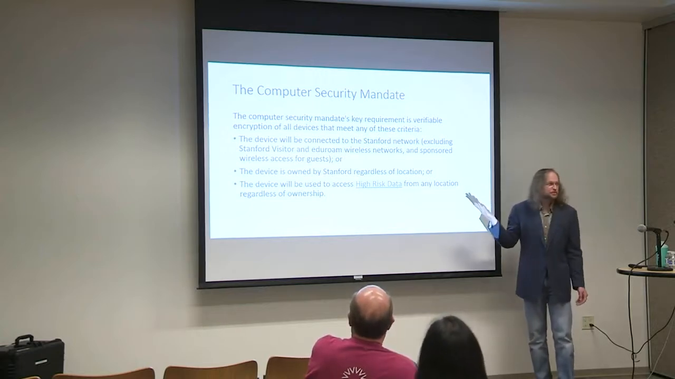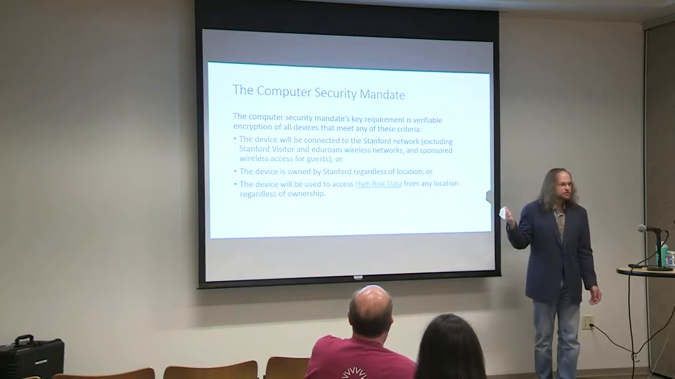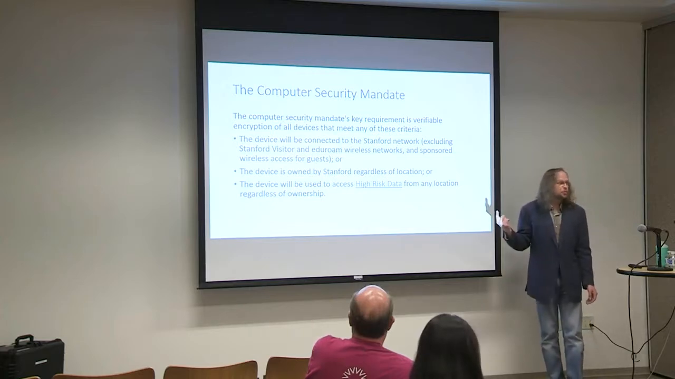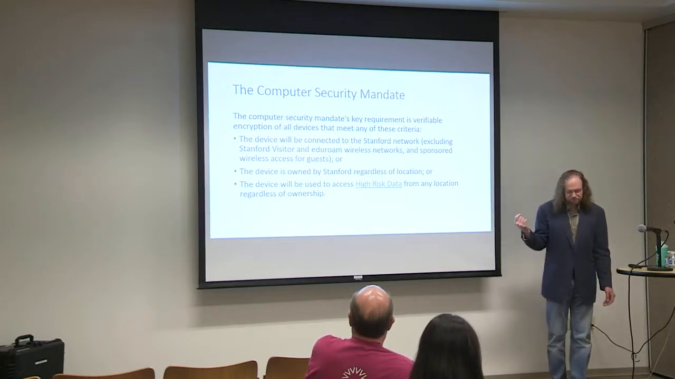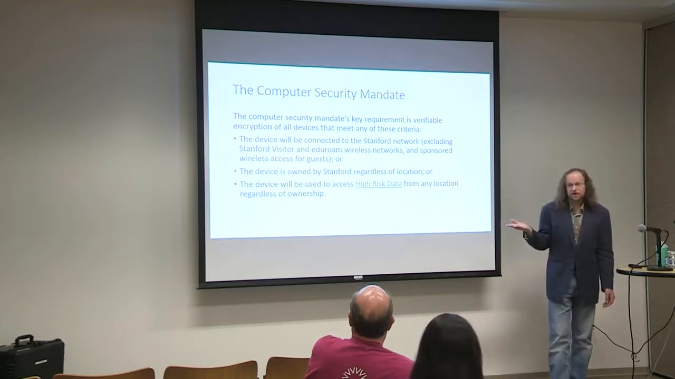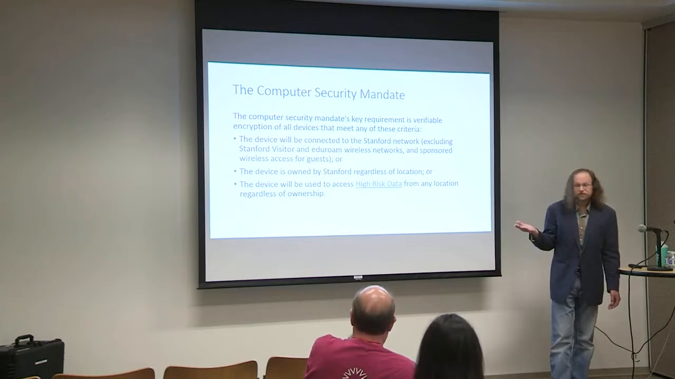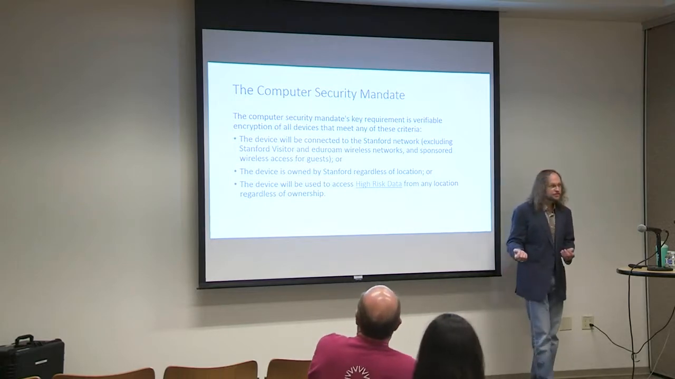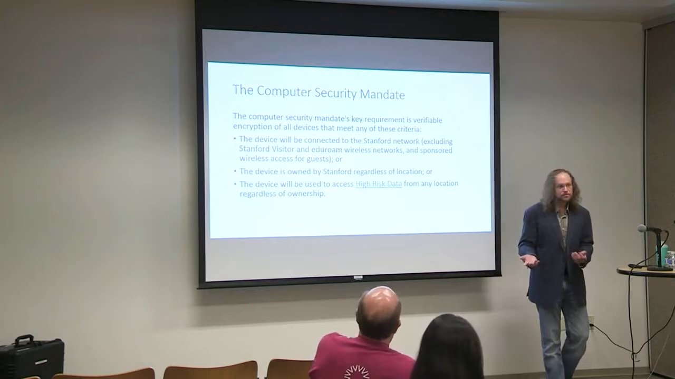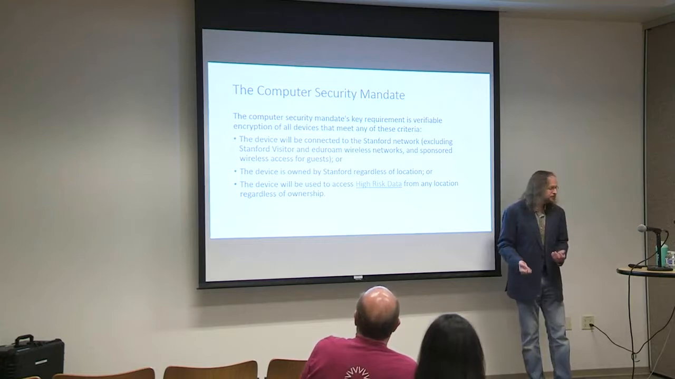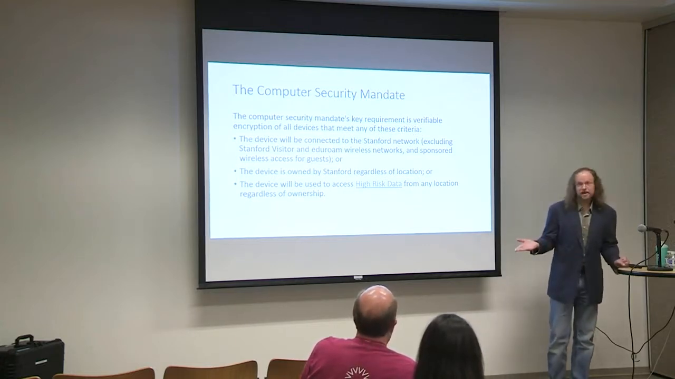This is actually taken from the FAQ on encrypt.stanford.edu. The URLs that I refer to are at the end of the slide presentation, so you don't need to worry about taking notes. This is the wording of the encryption mandate in the encryption FAQ. Basically, if you're going to be using a machine on the Stanford network, it needs to be encrypted. If it's Stanford owned, irrespective of where you're going to be using it, it needs to be encrypted. And if you're going to be accessing high-risk data of any sort from any location, irrespective of ownership, the device needs to be encrypted, and verifiably encrypted at that.